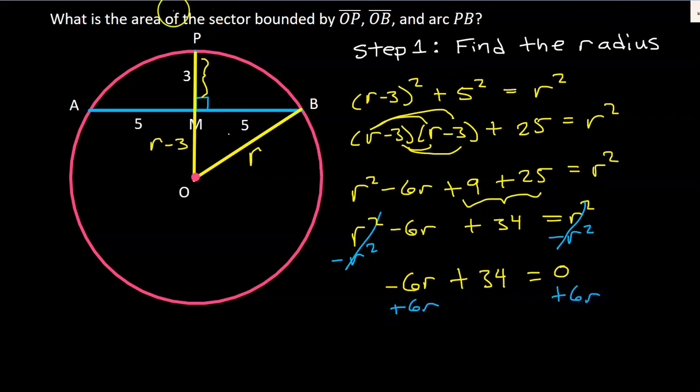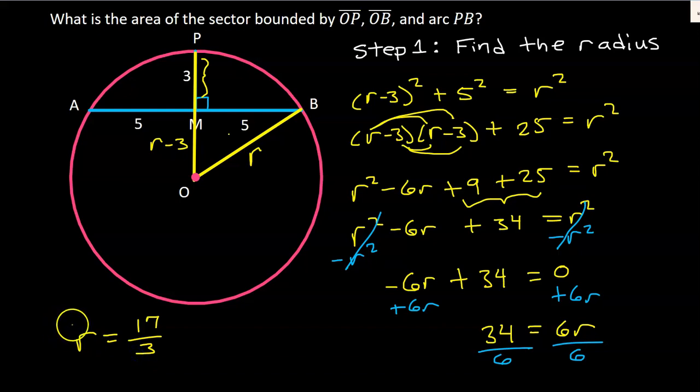So that's going to give me 34 is equal to 6r. If I divide both sides by 6, I will have the radius. So the radius is equal to 34 divided by 6, which reduces down to 17 over 3. So that's the end of step 1. We now have the radius to use in step 2.